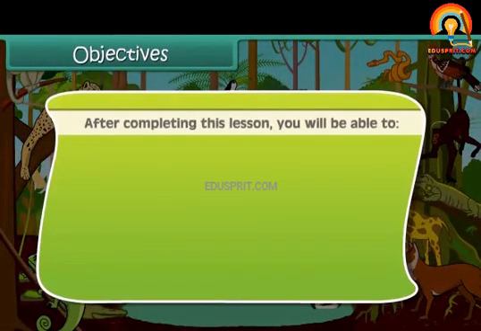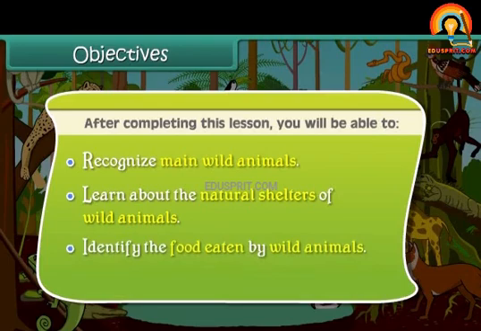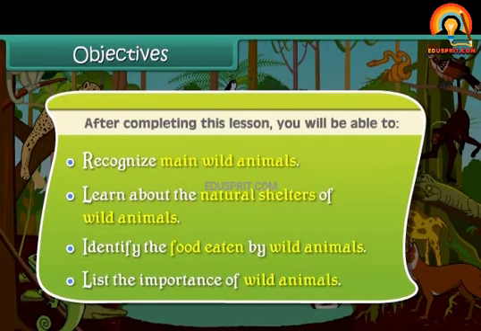After completing this lesson, you will be able to recognize main wild animals, learn about the natural shelters of wild animals, identify the food eaten by wild animals, list the importance of wild animals.